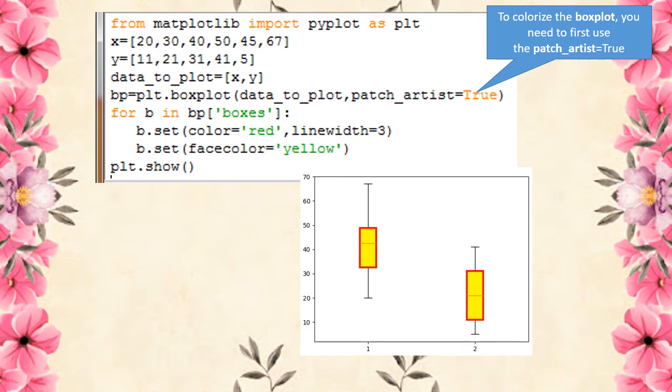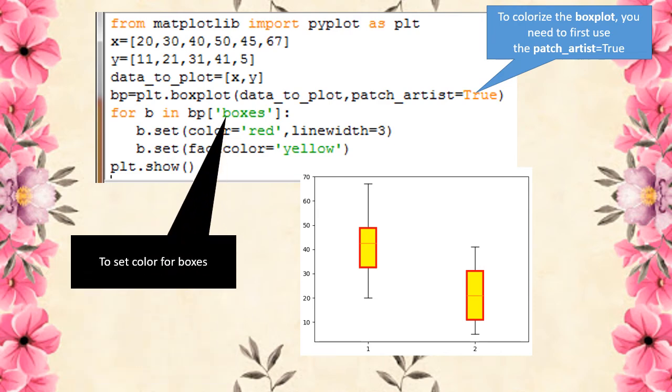It will be assigned to the variable p, and we are setting a for loop because here two boxes are drawn, so one by one we are setting the color red and line width also 3. Facecolor means it is a fill color, yellow color is filled.